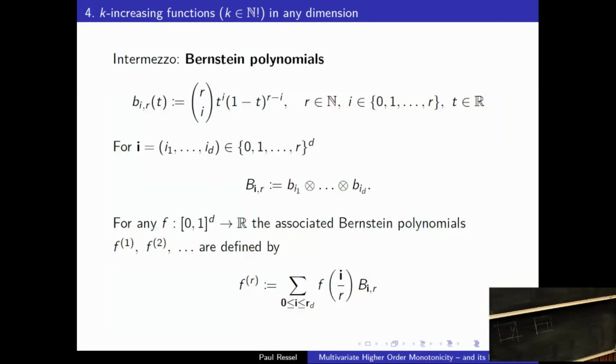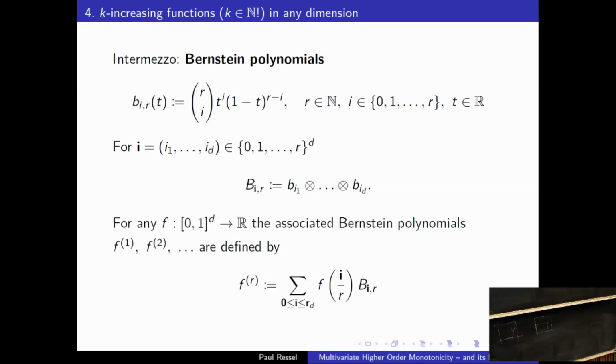A short intermezzo, Bernstein polynomials. I mentioned them already, and I will now use them for proving the main theorem in this connection. That's the definition of these monomials here. And here I have the d-dimensional Bernstein polynomials, just the tensor products of the single ones. And for any f on the unit cube or box, whatever, the associated Bernstein polynomials are defined in this way.